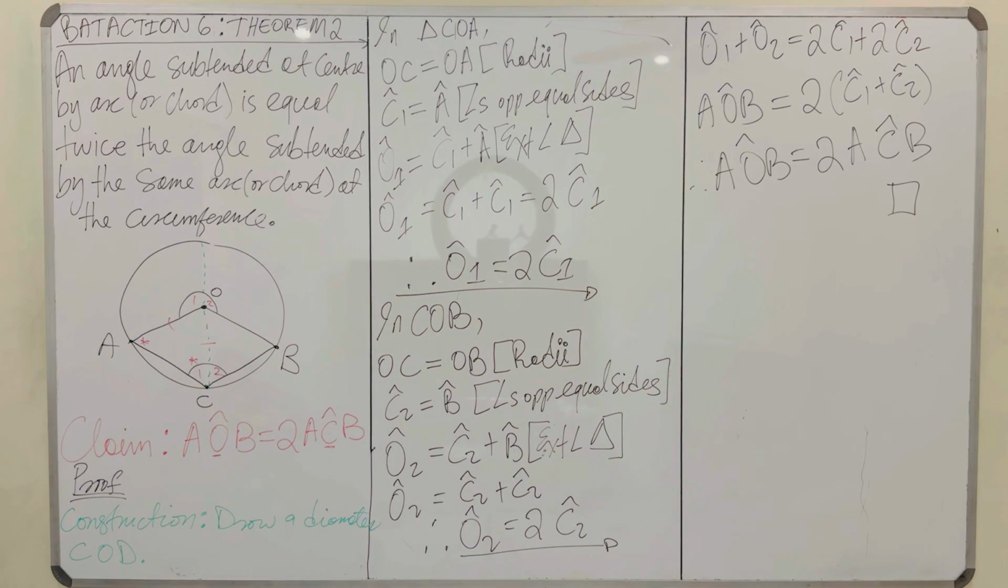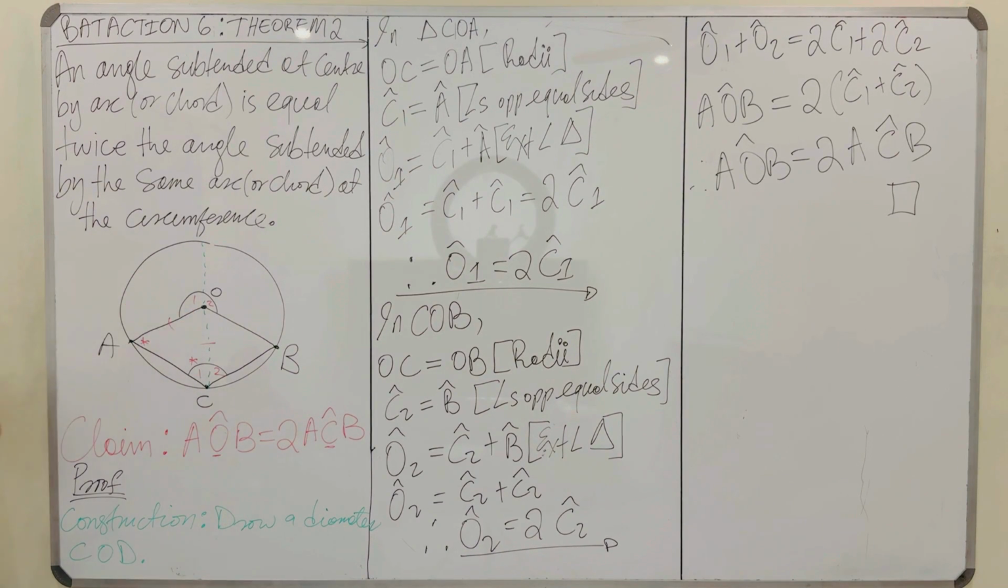Because these are angles opposite equal sides. So I said A is equal to C1. This A is equal to C1. Do you see? Yes. And then I went on to say that now, if this O1 here is an extension, I said O1 is an extension of CO.